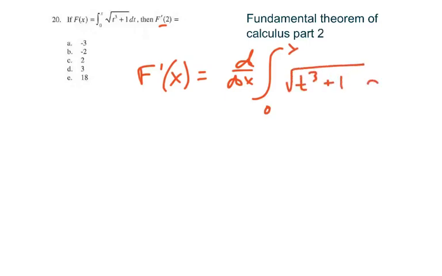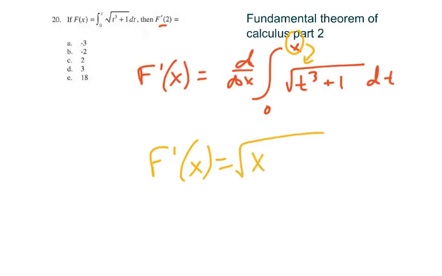When we went through this process, we did the long way a couple of times, and then we came up with some shortcut rules. But really, if you're taking the derivative of the antiderivative, all you're doing is replacing that t value with this x value. So f prime of x, what I get after I take the derivative of the antiderivative, is going to be the square root of x cubed plus 1.